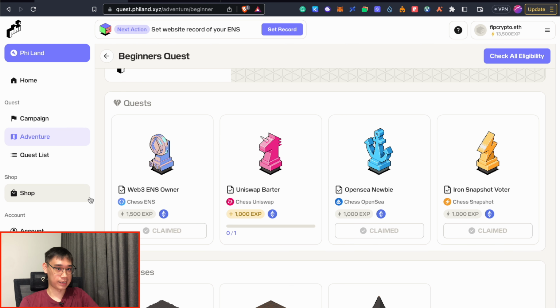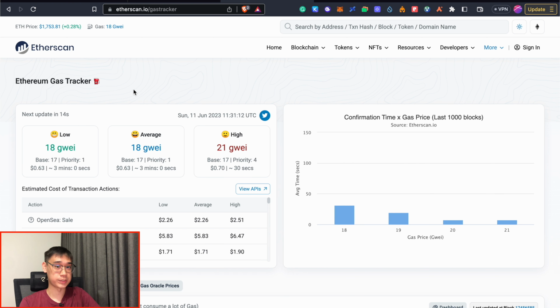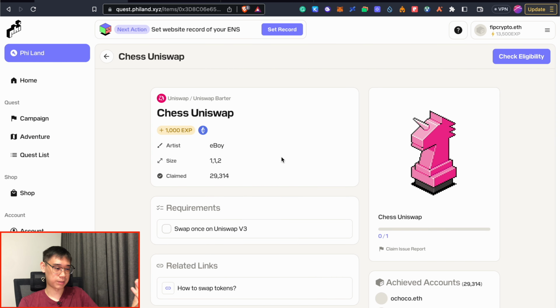fees are extremely high. And I would suggest that you complete these transactions when the GWEI is low, and right now it's about 18 GWEI, so this is actually one of the best times to perform any transactions on Ethereum, as well as any of the other layer 2s as well. So I've already claimed 3 of them, and the last one that I'm waiting for is this quest on Uniswap, where I need to swap at least once on the Ethereum network.